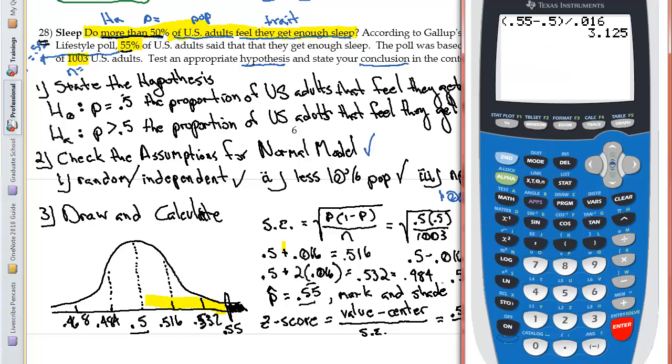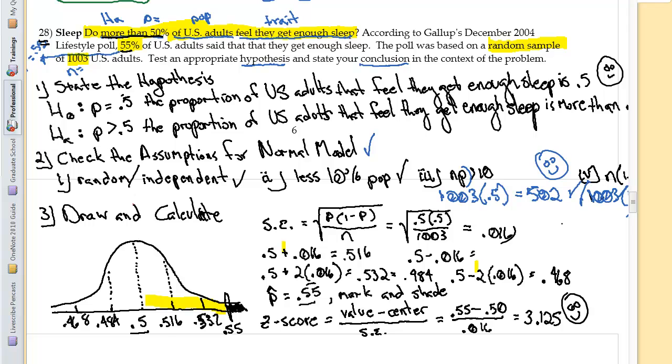But here's a lot of times what I see happen. I see students go 0.55 minus 0.5, right, divided by 0.016, and they hit enter, and they get negative 30.7. Okay, that's a negative 30 standard deviations away. That's a zillion miles away. In fact, let's go ahead and draw this with a red line. This is minus 1, this is minus 2. Minus 30 is so far over here, it makes us really sad. Okay? That answer doesn't make any sense.